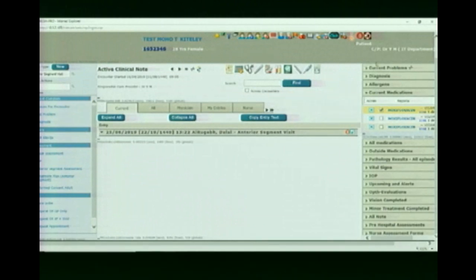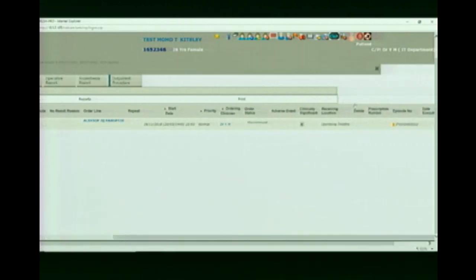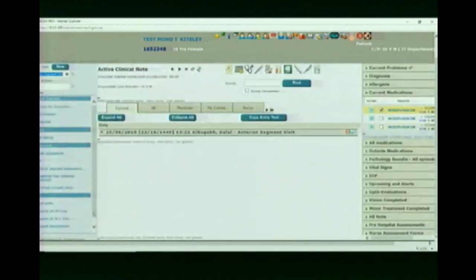Yes, you can find it here. Just one click access operative record, and you can see all the requests. Yes, it's the same. For the operation, it's the same. This is just for inpatient visit and outpatient clinic. OR, it will be the same.